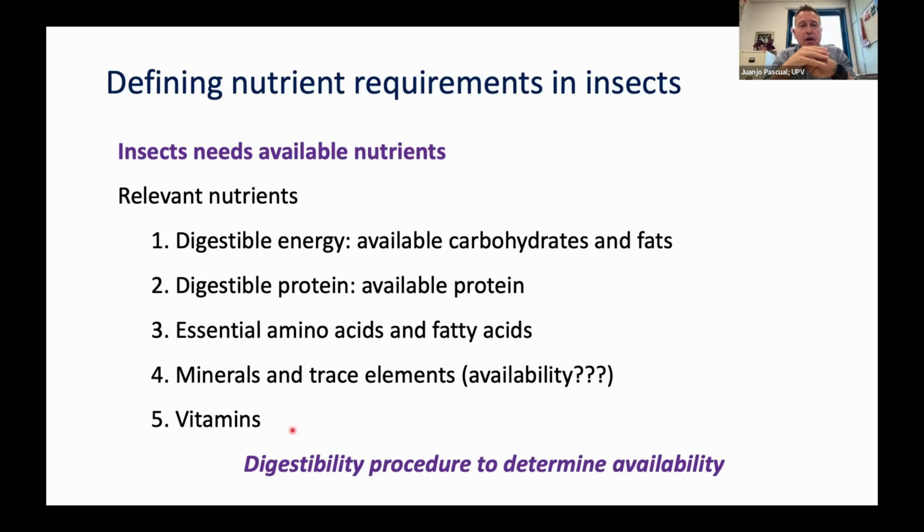In conclusion for this initial presentation, insects require readily available nutrients. Therefore, when discussing the characteristics of the different raw materials, it is recommended that we show them in terms of digestible energy or digestible protein, available digestible essential amino acids or fatty acids, as well as available minerals, trace elements, and also vitamins. These available minerals are already being done in some species like broilers. For this reason, we should have a procedure to determine nutrient availability, nutrient digestibility.